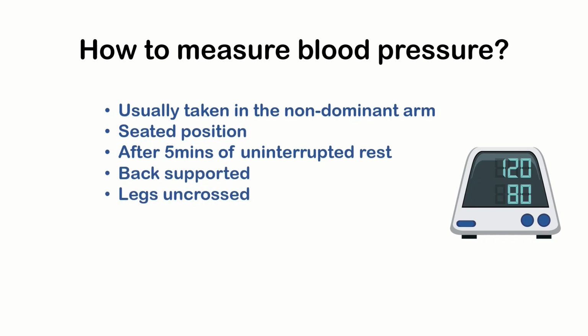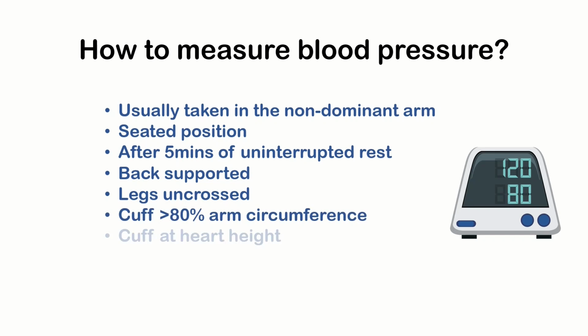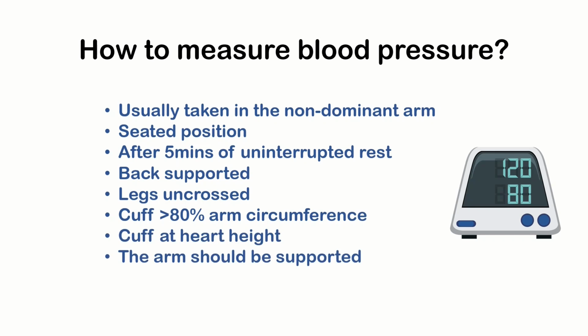The back of the patient should be well supported and the legs should not be crossed. When assessing the size of the cuff to be used on a patient, usually it should cover 80% of the arm circumference. The cuff should be placed at the level of the heart and the arm should be well supported. Also, at least 2 readings should be taken at each setting to get the best results.